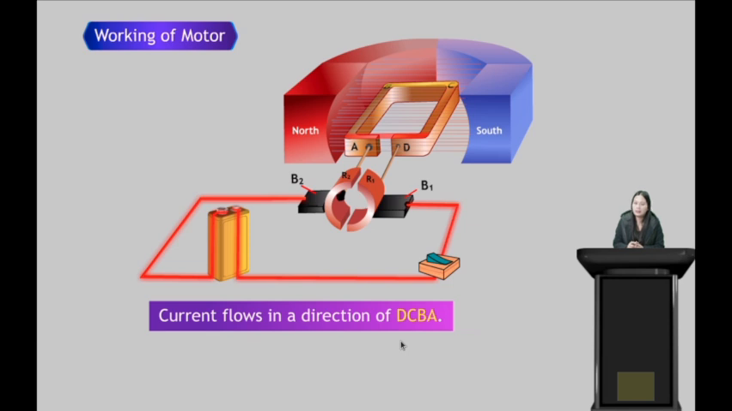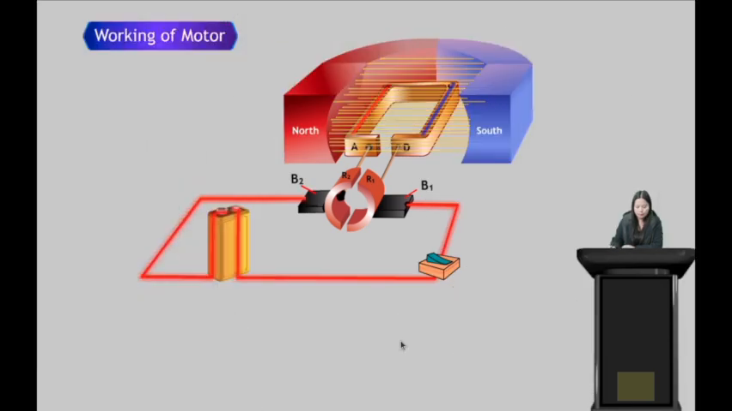In this case, we see that current flows in the direction DCBA. Electric current flows from positive end to negative end. So it starts from here, then it goes this direction. So when we consider arms DC and BA, we see that the current flows from DC in this direction and in this direction. So the current flows in a direction of DCBA.